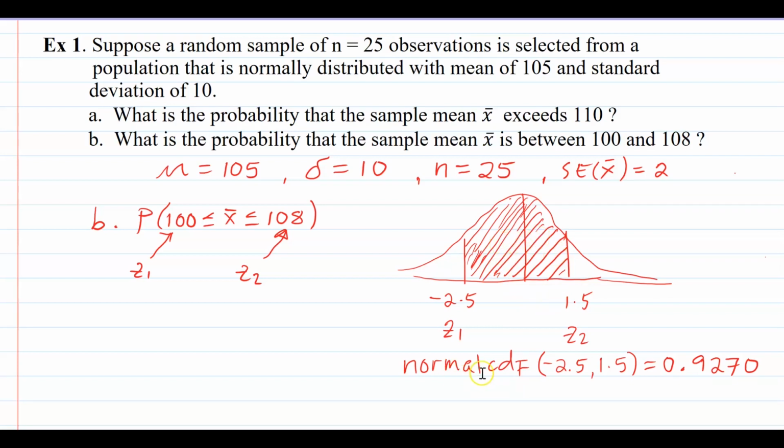And using our TI calculator, normal CDF negative 2.5 to 1.5, this area is equal to 0.9270. So therefore, the probability that the sample mean x bar is between 100 and 108 is equal to 0.9270.